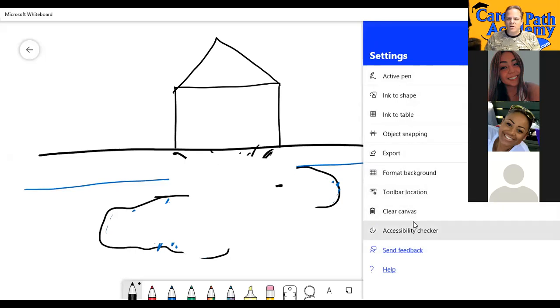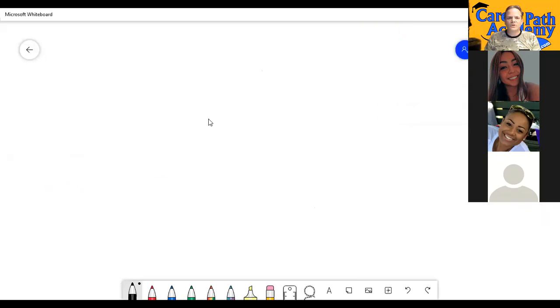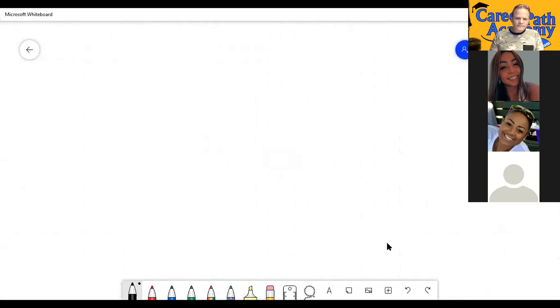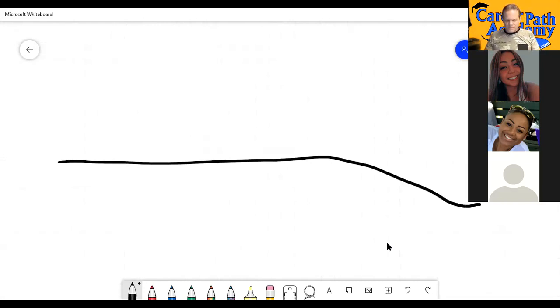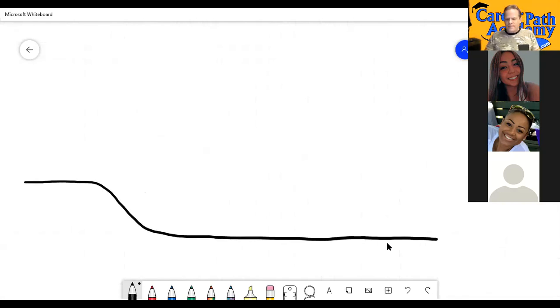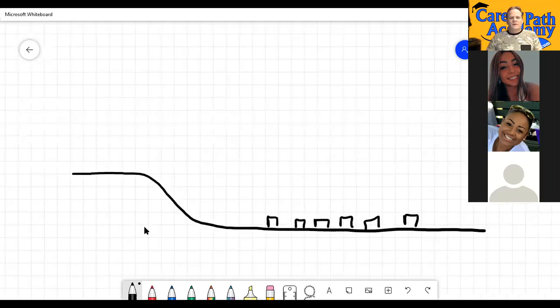Led Zeppelin had a song, "When the levees break, have no place to go," and that is true. Here's the land, say the land goes down. So here's the land, and then you have the lower districts down here. You have people who have their homes down here, neighborhoods full of homes, right? And that's low-lying land.